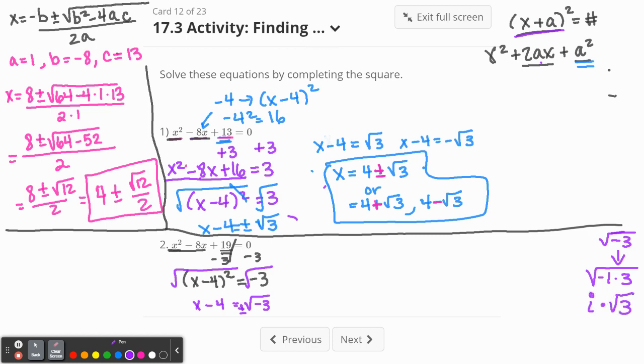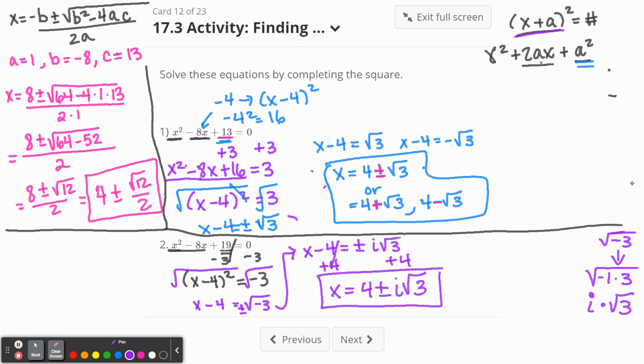And the square root of 3 will remain. So I can rewrite this as x minus 4 equals plus or minus i root 3, which means that solving, I can add 4 to both sides to get 4 plus or minus i root 3. And again, you can keep this as one answer or separate it if you choose.